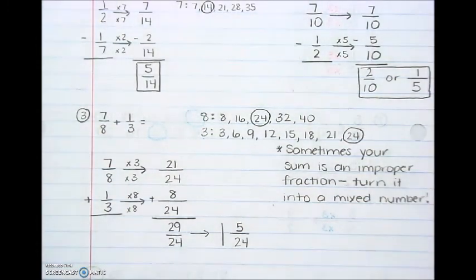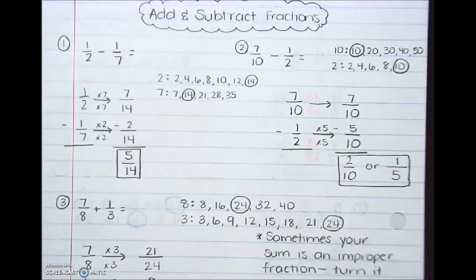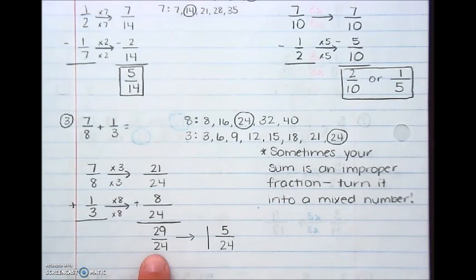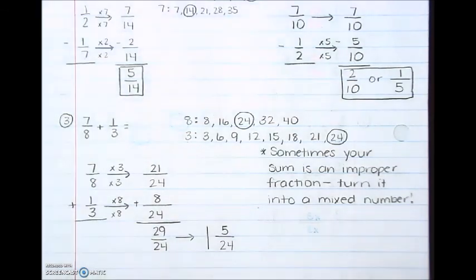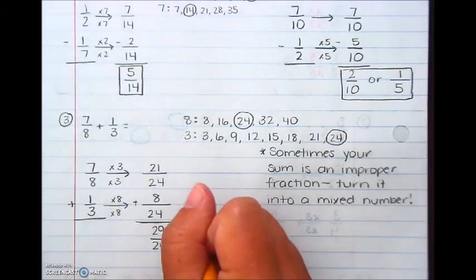So when you're adding or subtracting fractions, make sure to find your common denominators and your equivalent fractions, and be on the lookout for sums that are an improper fraction. When you find that, turn them into that mixed number answer.